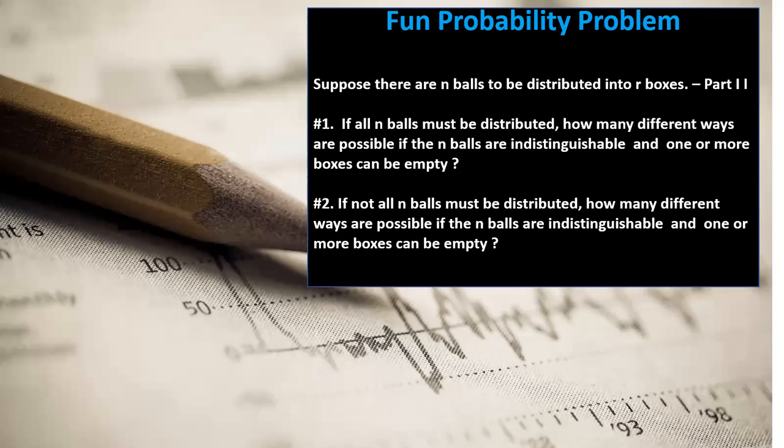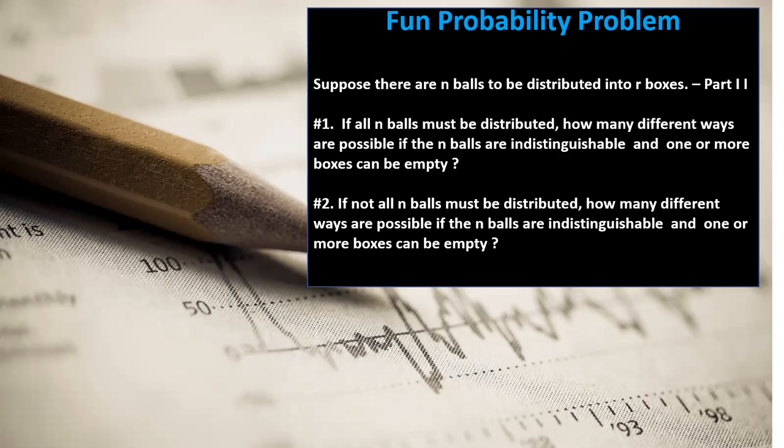For this video, this is the second part of the problems we talk about. We have n balls to be distributed into the r boxes. In part one, we solved the problem of if the n balls are distinguishable, how many total different ways we can distribute them to the r boxes. Also in part one, we talked about if the n balls are indistinguishable, how many different ways we can distribute them to the r boxes. And the third part we solved in part one is if the n balls are indistinguishable and none of the boxes is empty, how many ways we can do it.